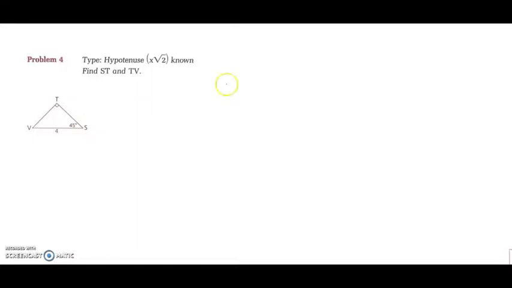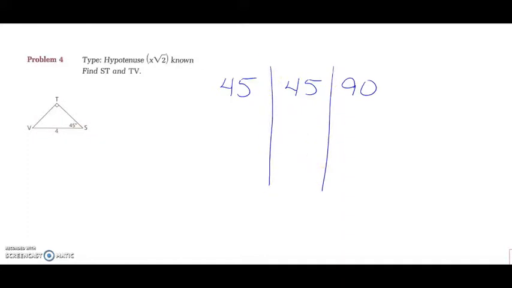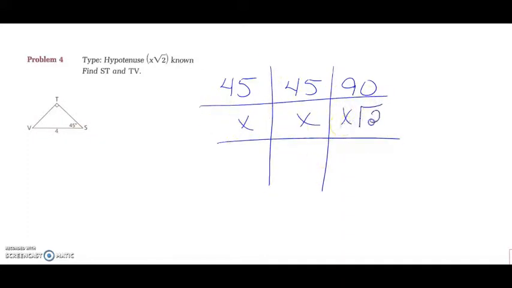This one is just a little more different. We have the 45, 45, 90 again, with x, x, x root 2. But here, the given side is across from the 90-degree angle, so we have to put the 4 there, across from the 90, and then this is our equation.